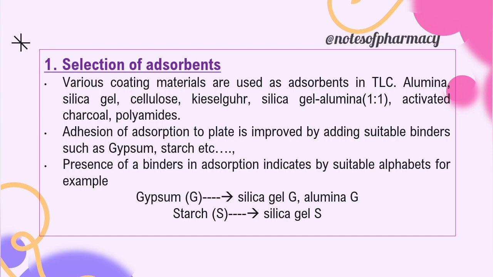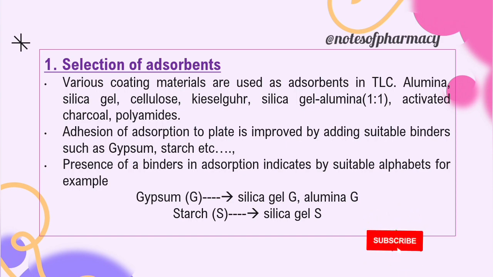First one, selection of adsorbent. In this, various coating materials are used as adsorbents in thin layer chromatography. Alumina, silica gel, cellulose, kieselguhr, silica gel alumina in 1:1 ratio, activated cellulose, and polyamides are used.